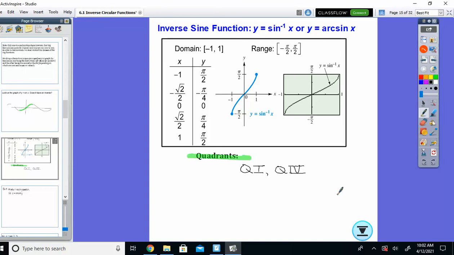Wouldn't the same be true then in quadrant 3? Yes. It is negative. That is very true, but we want consecutive quadrants. So because 1 and 3 aren't consecutive, we don't use that one. Okay. So very good point.